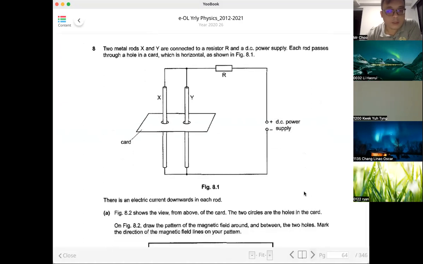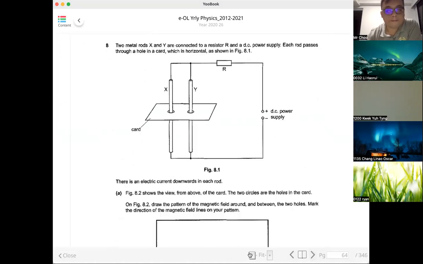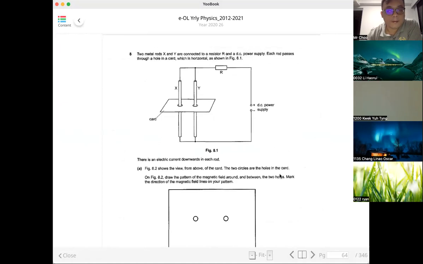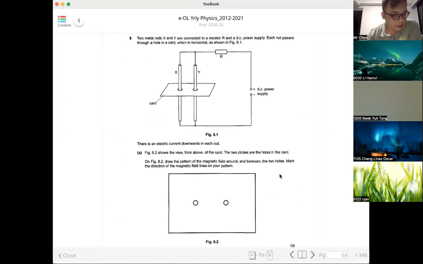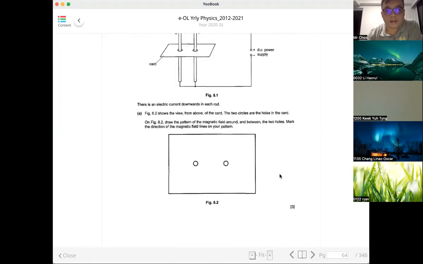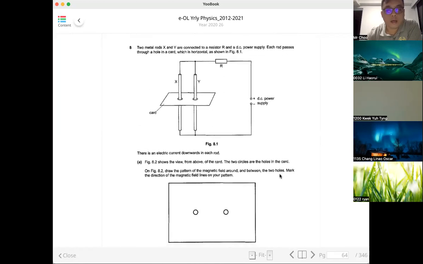Okay, let's look at this question. Last question, just 3 marks. I want a few of you to draw this. Let me see, who should I call? Okay, I will call a few of you.